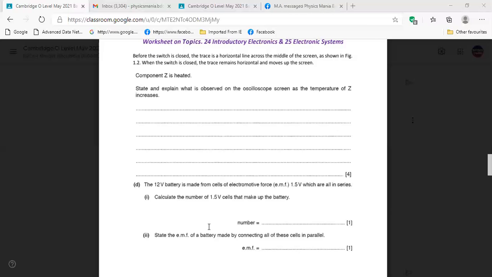Okay, so we are having 8. Then state the EMF of a battery made by connecting all of these cells in parallel. 1.5 volt. If they are connected in parallel, they remain the same, right? Yes, sir.